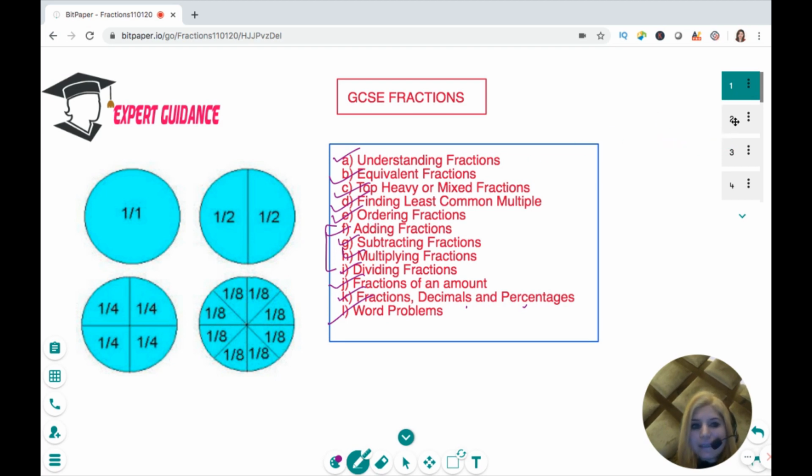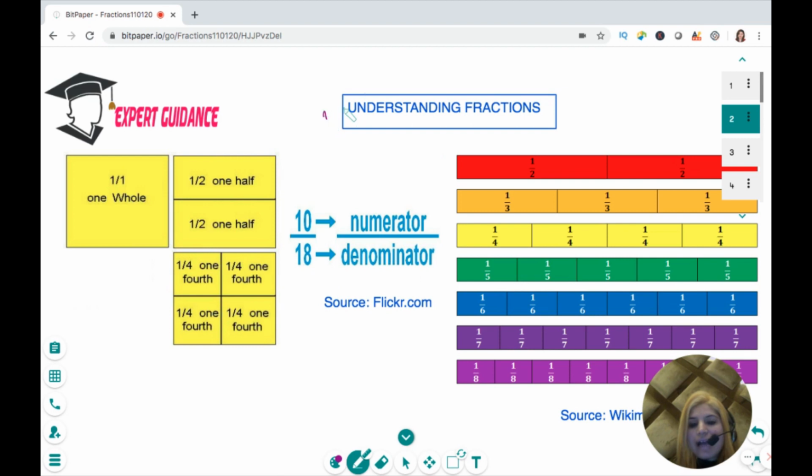So let's begin. Now, understanding fractions. What are fractions? Now, you must have seen a fraction is something which is written like this. So the number at the top is the numerator and the number at the bottom is the denominator. Now, a fraction is when you have divided something which is a whole into some parts.